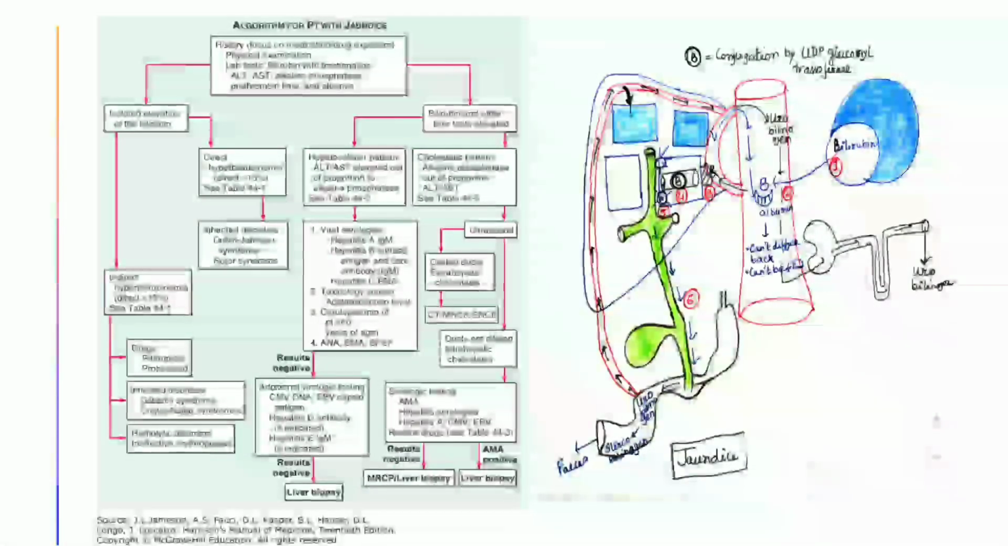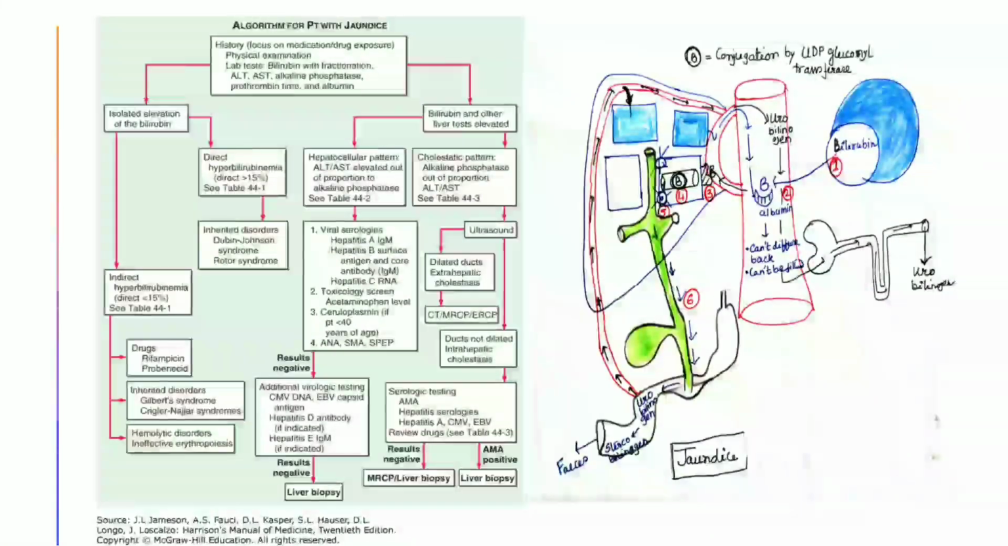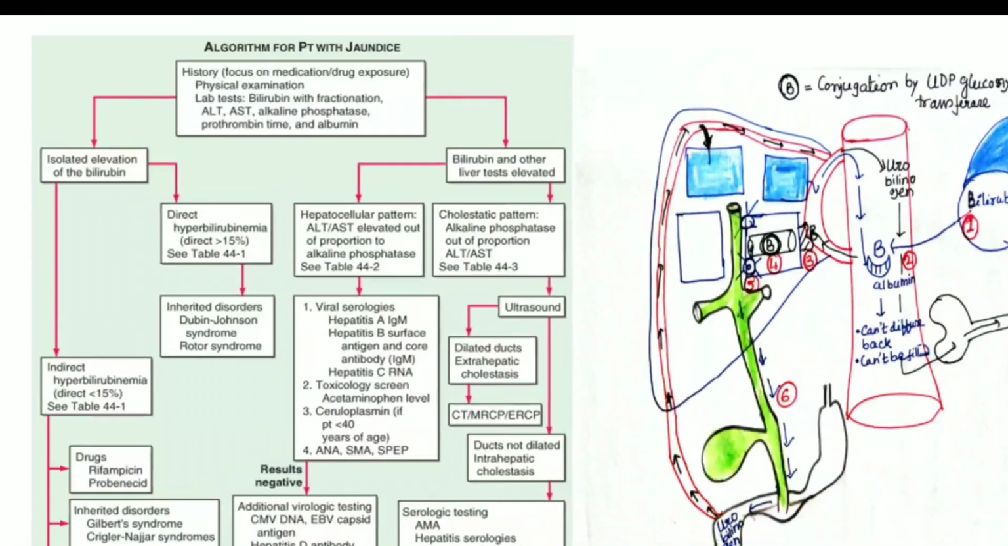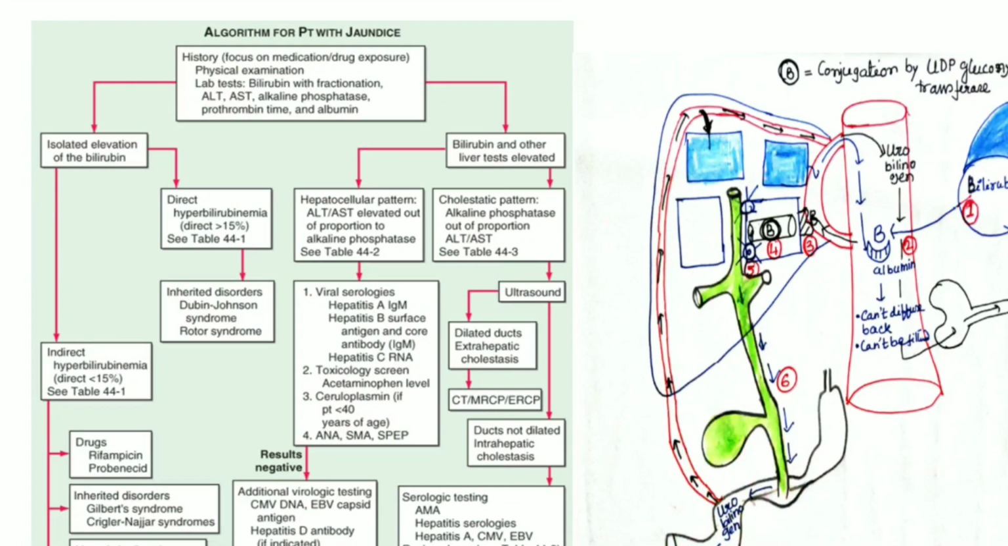So this is the algorithm by which we can detect jaundice. You can see here direct hyperbilirubinemia. We have taken the history, what drugs the patient is taking, and we have done the liver function test. In the liver function test we have seen that direct hyperbilirubinemia is there, which means conjugated. So you have to exclude causes like Dubin-Johnson, Rotor, gallstones. You have to ask for USG, CT of abdomen, and look for any pancreatic carcinoma. So that is for conjugated bilirubin.